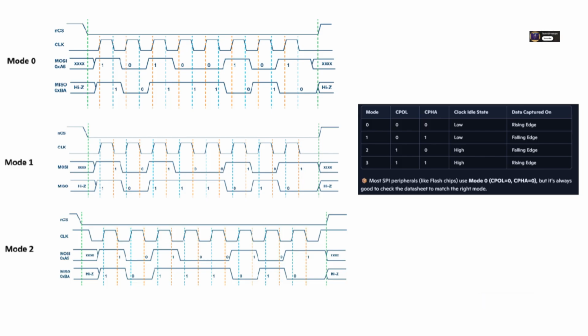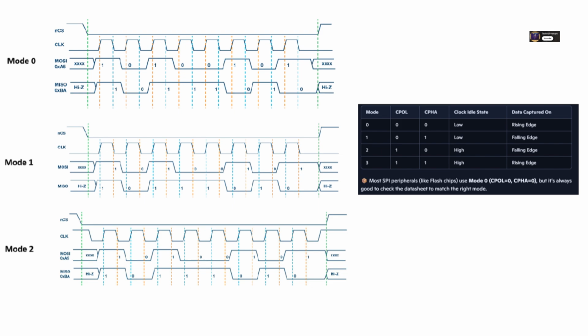Why are they critical? Because if the master and slave don't agree on the exact same mode, they'll be sampling the data at the wrong time relative to the clock. Even if they're connected correctly and the clock is running, the data bits will be shifted or misinterpreted. It leads to complete garbage data. Total garbage. So you have to get the mode right.